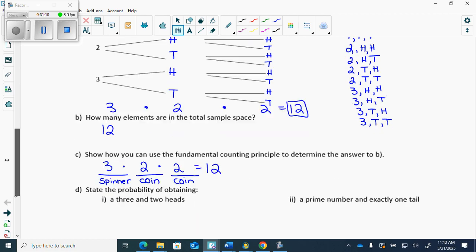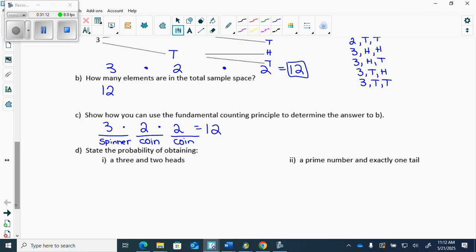Okay. Now here it wants us to state the probability of obtaining a 3 and 2 heads. So we need the probability of a 3 and 2 heads. So we can use the and symbol, right? That we learned in set theory. You see how we're using other units in this unit? It's a legit thing. That's why probability is on last.